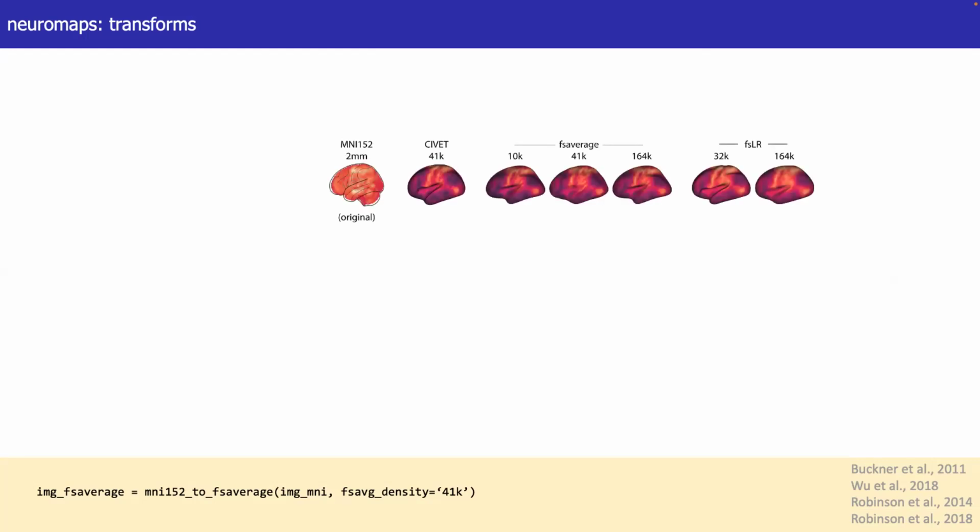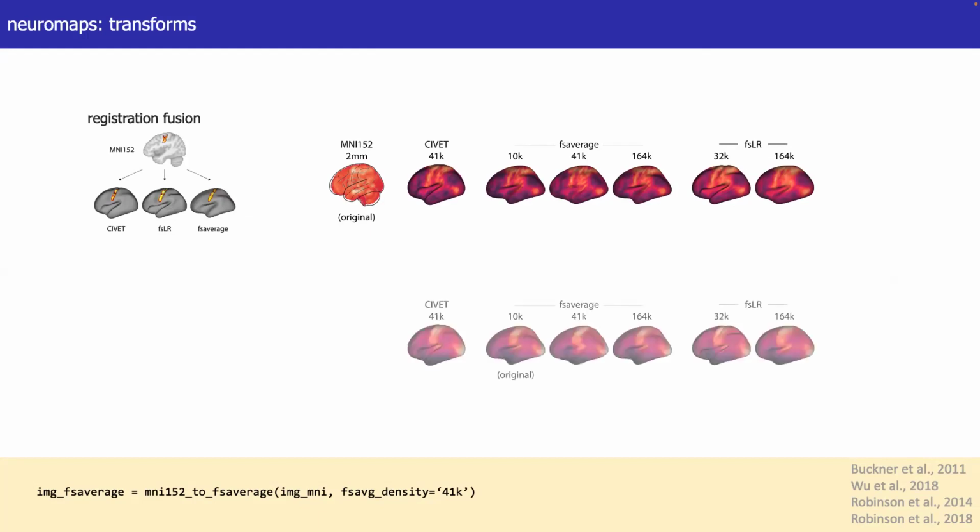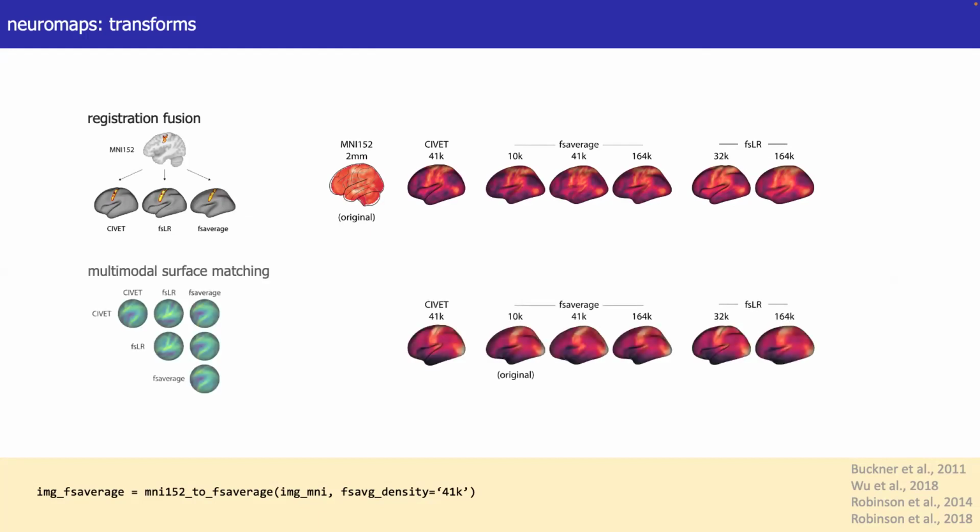So, even though this was sort of an afterthought in a way, in our lab at least, this is probably the most useful and most widely used part of the toolbox. We provide support for MNI 152, Civet, FS average, FSLR. And if you want to go volume to surface, we've implemented registration fusion. And if you want to go between the different surfaces, we've implemented MSM.